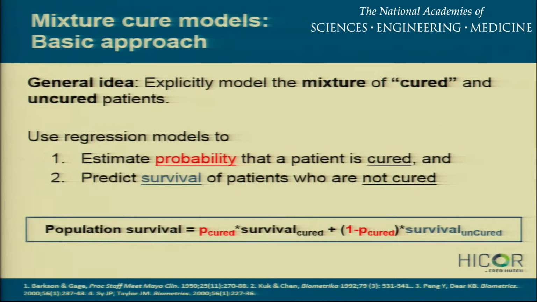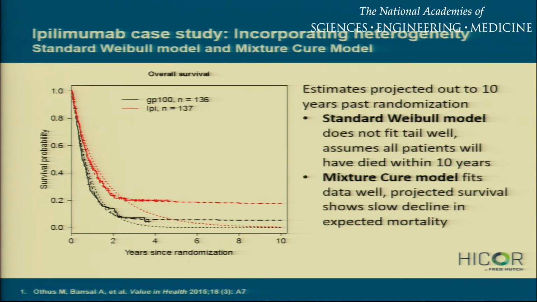So we're developing some new models that we call mixture or cure models. They combine the issue of the patients who have durable responses, looking at the probability of those responses, and then mapping, based on that response, the longer survival for those who do versus those who don't. It's a fairly simple equation, as you see here.